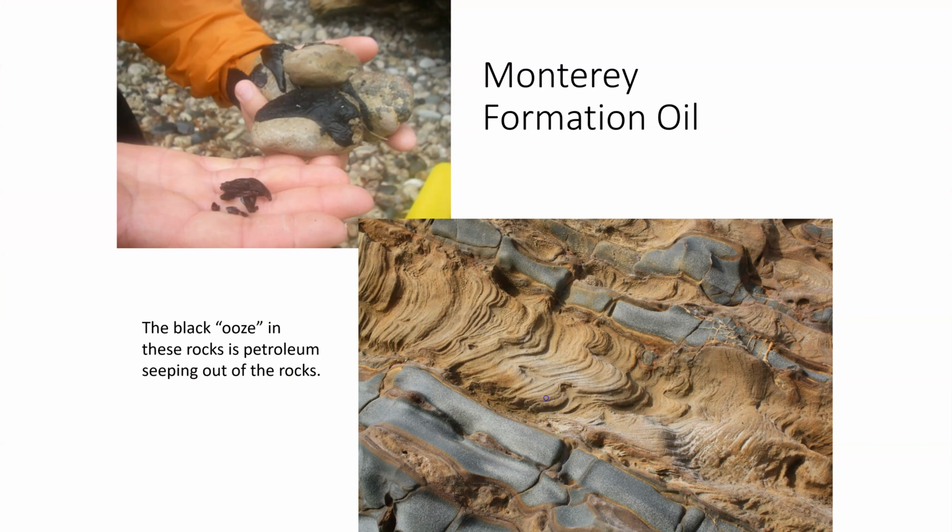So here's a look at what the Monterey Formation oil would look like. You can kind of see some of the different banding in here. The black ooze that you might see in these rocks is the petroleum seeping out of the rock.